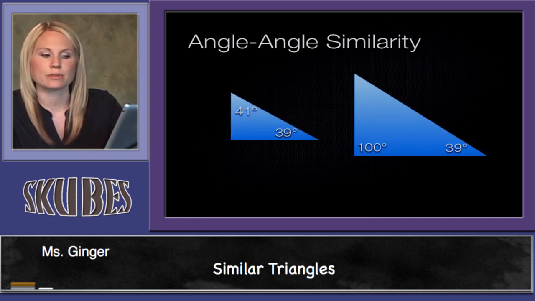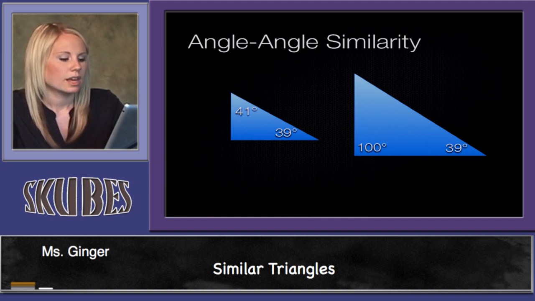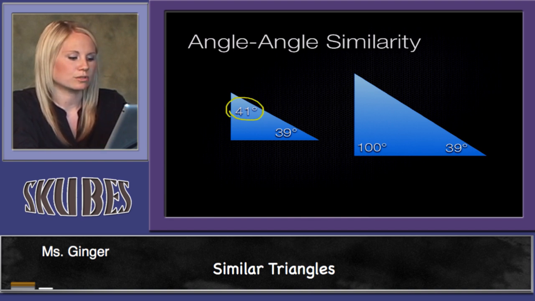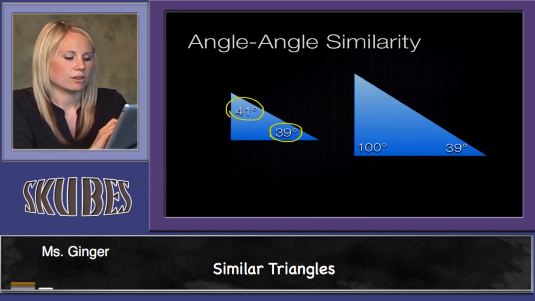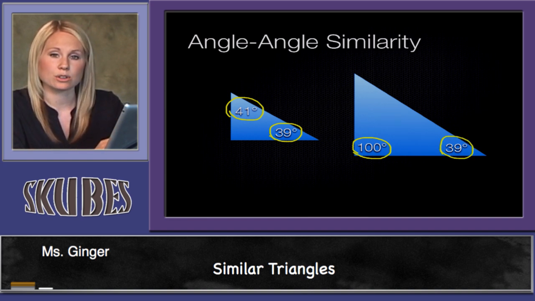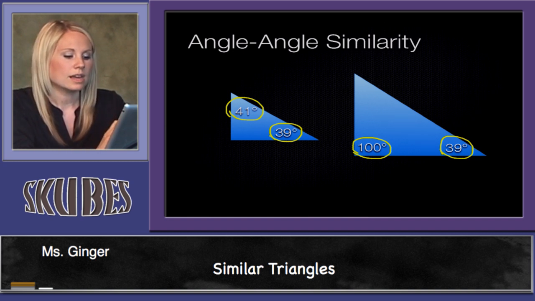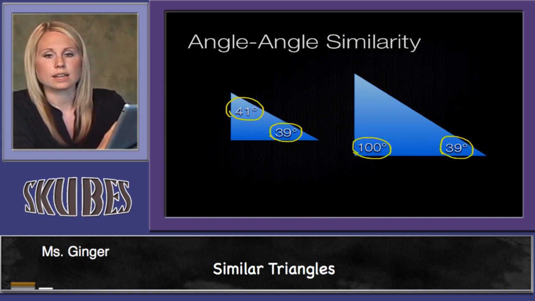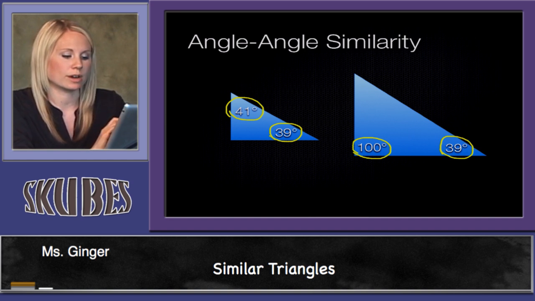Let's take a look at an example of this. So here's two triangles, and we are given some information in this. The angle on the small triangle at the top here is 41, and then the bottom right corner is 39. Okay, and then over here in the right-hand triangle, we're given this one, 100, and the bottom right 39. We can see that the 39 degrees matches, okay? But how about the other two? Would these triangles be similar? Remember, all the angles have to be congruent and sides have to be proportional for this to be similar triangles.